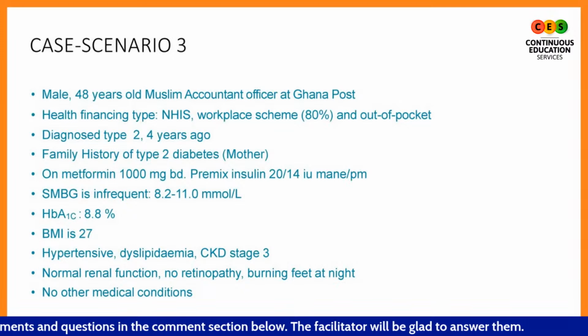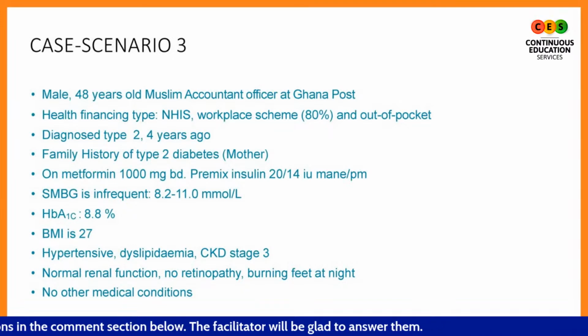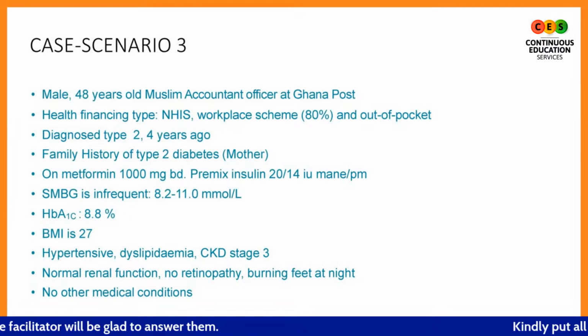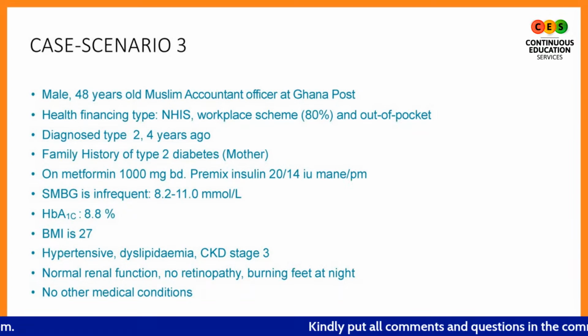And this is also a 48-year-old Muslim accountant at Ghana Post. NHIS for healthcare financing, workplace scheme 80% and out of pocket. And diagnosed 4 years ago, family history, that mother is a diabetic.